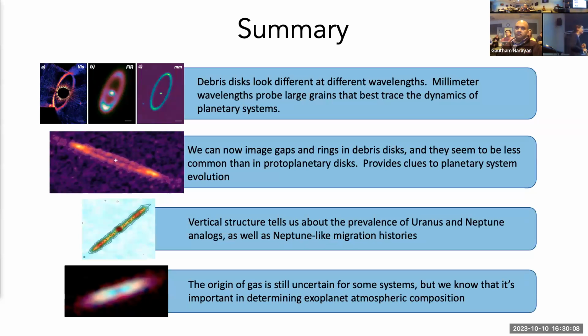And the origin of gas is still uncertain, at least for some systems, but we know that it's important in determining exoplanet atmospheric composition. So we're going to continue to drill down on the composition of the gas at late stages. So I'm happy to take any questions that you have, and thank you so much for joining me.